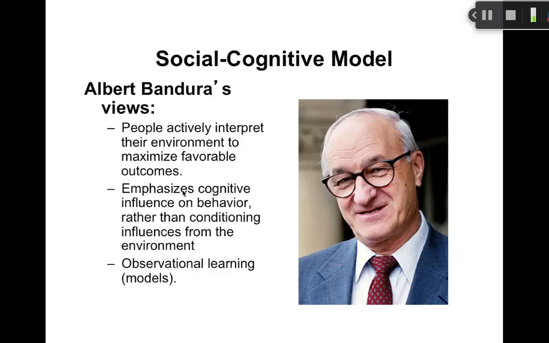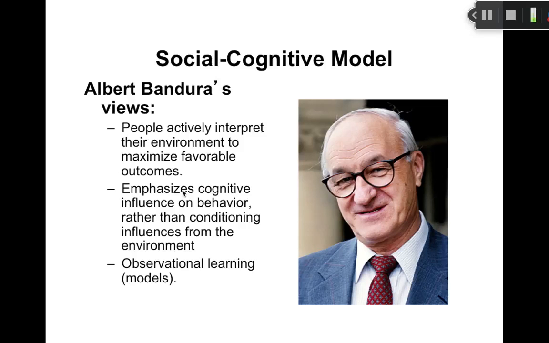All right, so we'll finish up here with the social cognitive model, and this is Albert Bandura, whom we've seen before in the section on learning. Bandura certainly believed that people acquired their response tendencies or their personalities through classical and operant conditioning, but also viewed people as active interpreters of their environment, and that we're inclined to seek reward and avoid punishment. We want to act in such a way as to maximize our favorable outcomes.